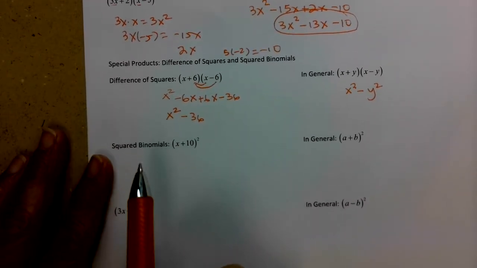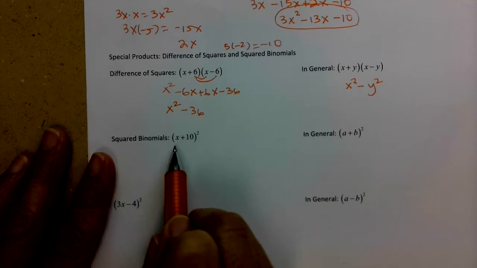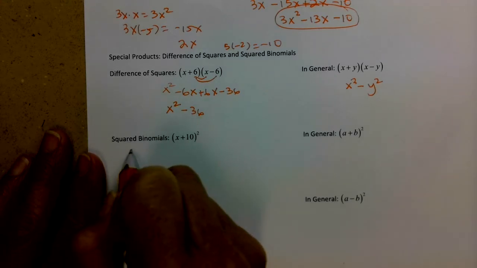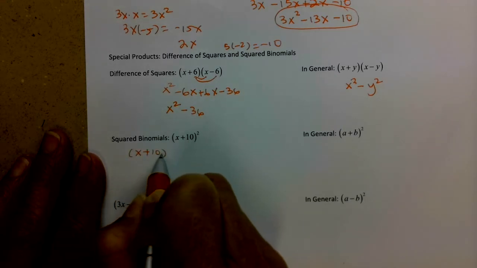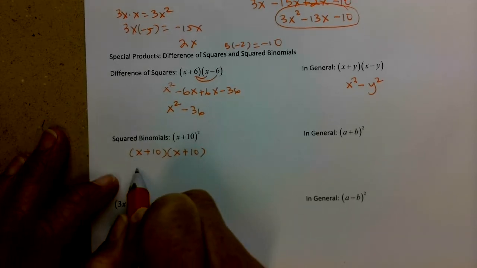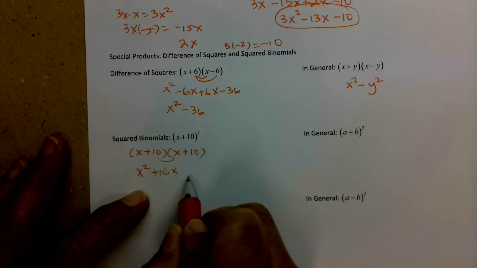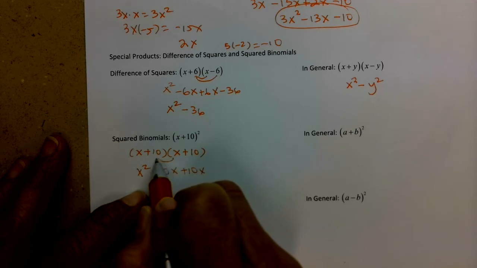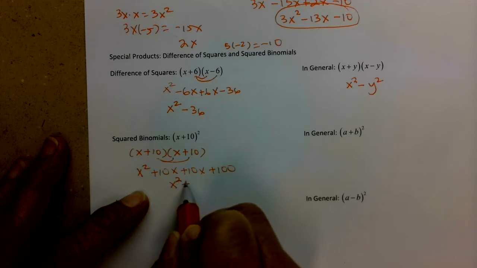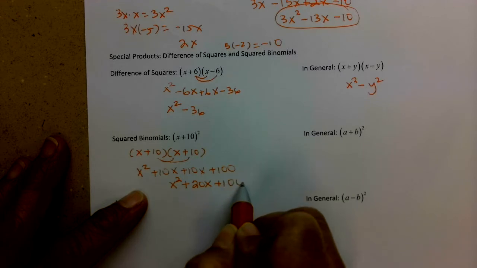And then the other special product is a squared binomial. So we did one of these up at the top. Here's another example, x plus 10 quantity squared. So this means, right, x plus 10 times x plus 10. We're going to go ahead and do it out. So we'll get x squared plus 10x plus another 10x plus 100. Or, right, once we combine like terms, x squared plus 20x plus 100.